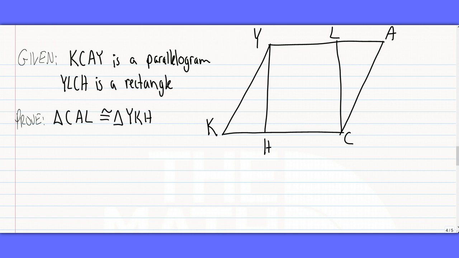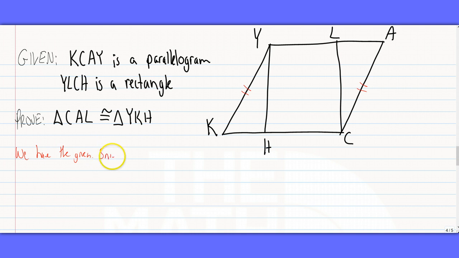Next, we have another proof. We're given a parallelogram for the entire shape. We're given that this inner shape here is a rectangle, and we're trying to prove the two triangles on the outside congruent to each other. Start with the given. Since the entire shape is a parallelogram, we can say that this segment is congruent to this one.